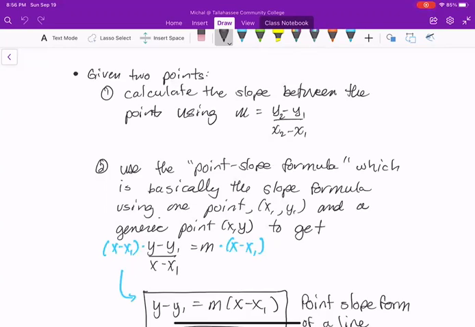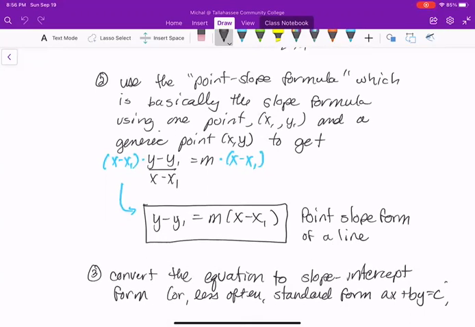Then you use the point slope formula, which is basically just the slope formula using one point, x1, y1, and then a generic point, x, y. So I take my y minus y1 over x minus x1. Notice here, I don't have a subscript of 2 on the first x and y that are written here. That's because I'm going to leave them as x and y. I'm not going to substitute a point value. But when I see the subscript of 1, that means that does represent an actual point that you'll be given. So if I multiply both sides of this equation by the denominator, x minus x1, what I get is the point slope form of a line, which is y minus y1 equals the slope times x minus x1.